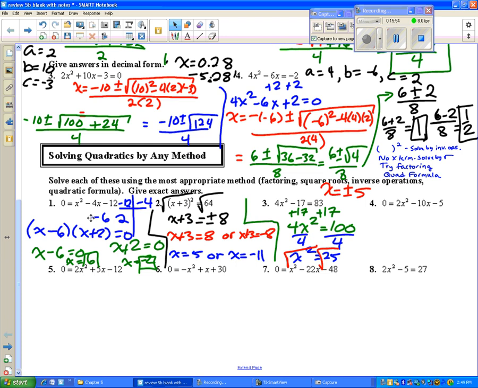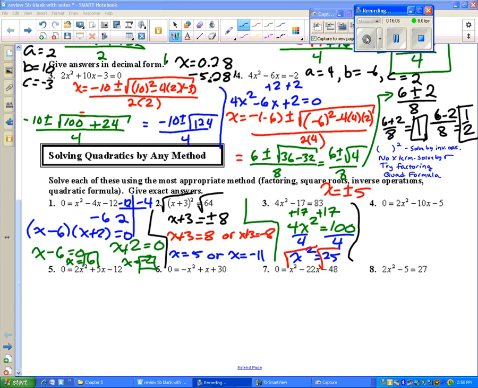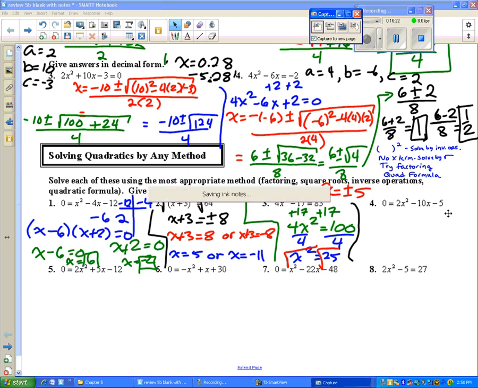Number 4. Again, I could try to factor this, what would multiply to be negative 10 and add to be negative 10. I don't know anything that does. So I'm going to use the quadratic formula. There's not enough room here to use the quadratic formula. So I'm going to take number 4 to a separate page.